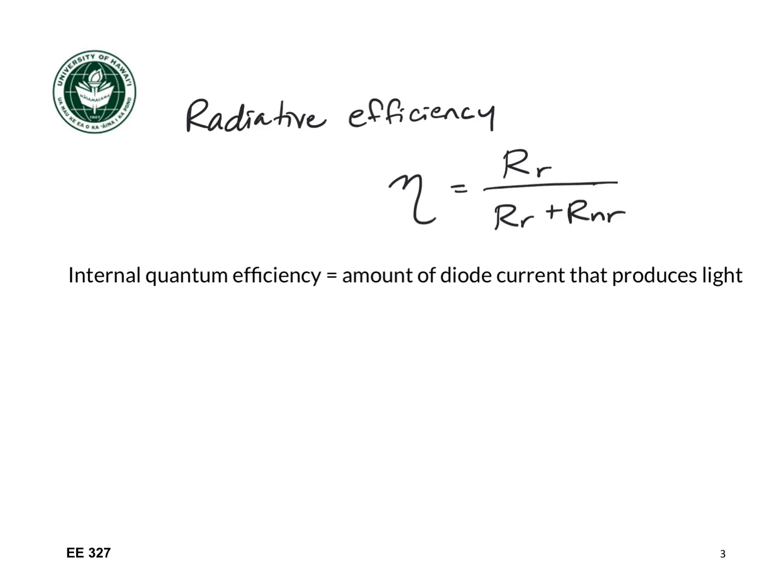This internal quantum efficiency is going to be the amount of diode current that produces light. This is going to be expressed as a zeta sub I for internal, and that's going to be equal to the injection efficiency multiplied by the radiative efficiency. Okay, so now do we have a way to quantify how much light we're producing? And the answer is no, not yet.